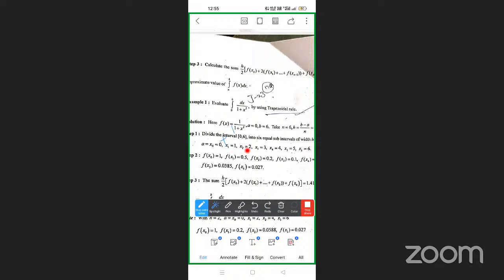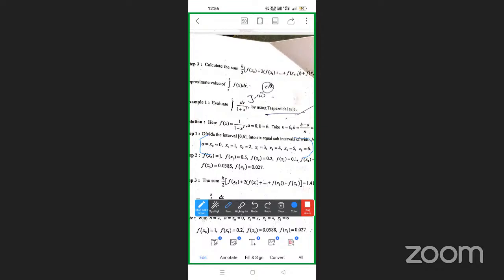Next, x2 is x1 plus h, that is 1 plus 1, 2. Then x3 is x2 plus h. We add 1 to each previous value: 0 plus 1, 1; 1 plus 1, 2; 2 plus 1, 3; 3 plus 1, 4; 4 plus 1, 5; 5 plus 1, 6, up to x6. So the interval from a to b runs from starting value 0 to ending value 6.